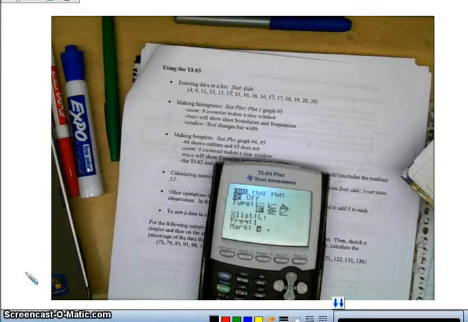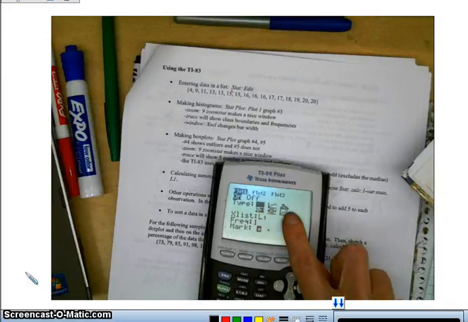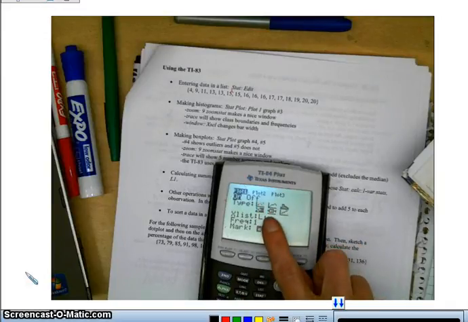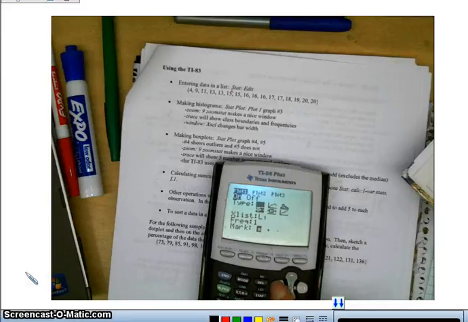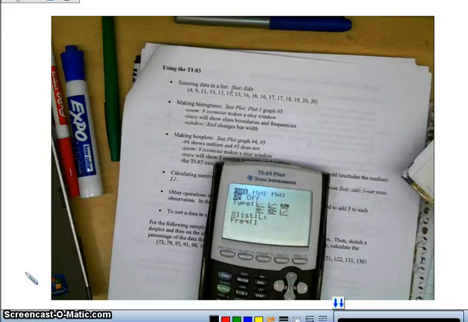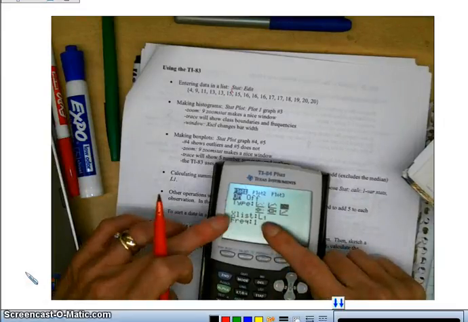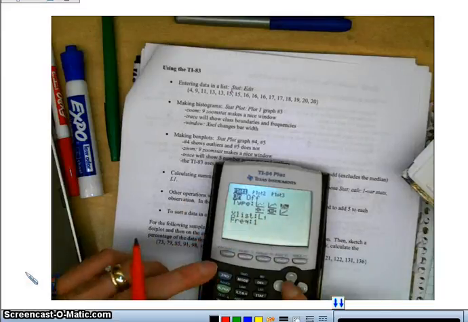There are 6 types of graphs. A scatter plot, a line plot, a histogram, 2 kinds of box plots, and this is called a normal probability plot, the last one. So you can move your arrow around and highlight the histogram and hit enter. You need to tell it where your data is. It should be in list 1. And then you can just hit graph.